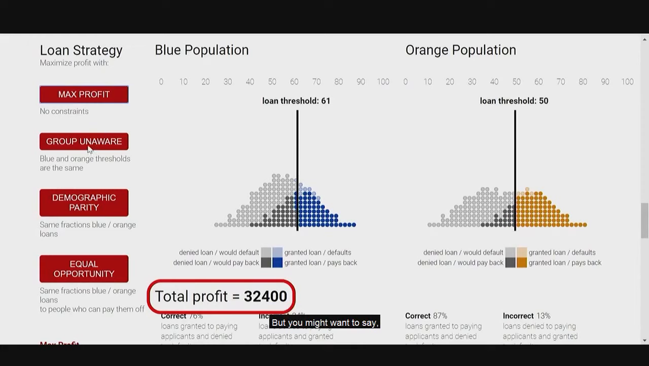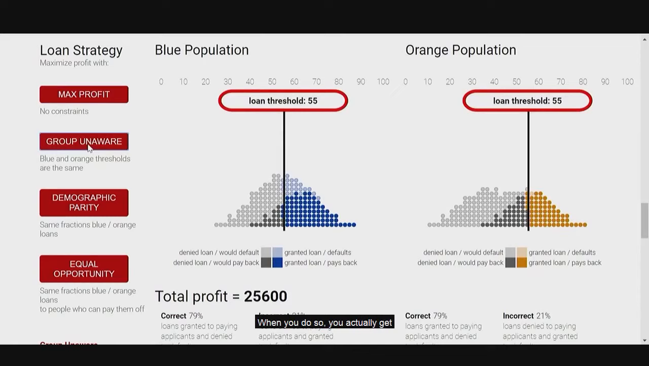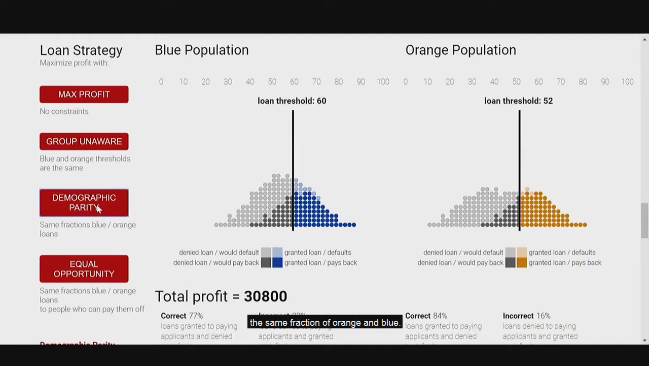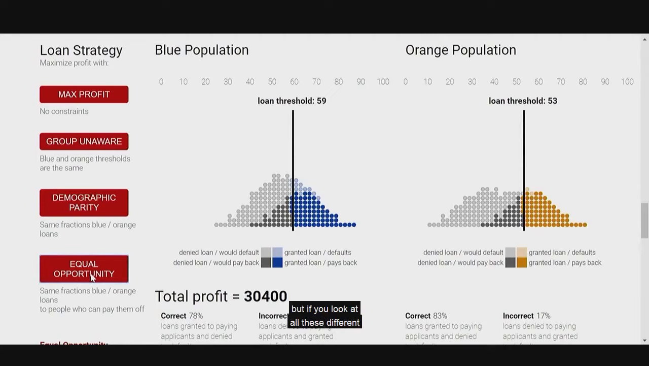But you might want to say, we actually want to pile them all together and use the exact same threshold. When you do so, you get quite a little less profit, but you might be fairer to the populations. But that's actually not even that fair, because there might be a lot fewer of one population than the other. So there are other strategies, like making sure that we give the same fraction of orange and blue, or we give the same fraction of the people that would actually pay off the loans. These might be fairer. But if you look at all these different strategies, it helps you say, oh, bias is a complicated issue.